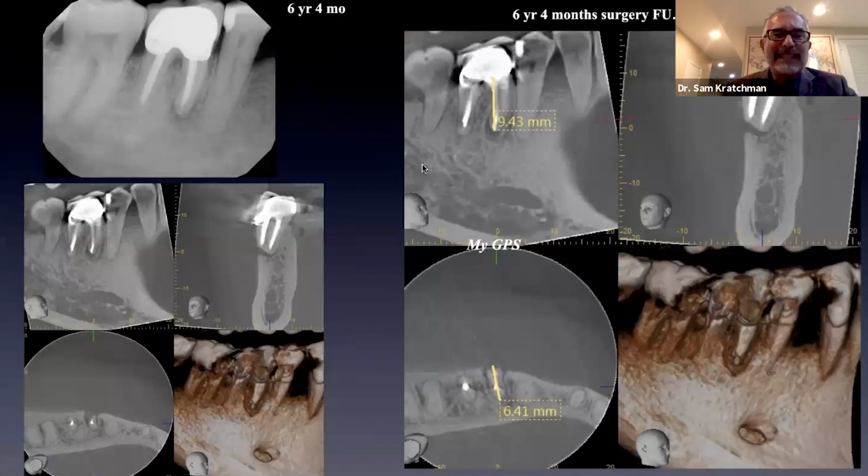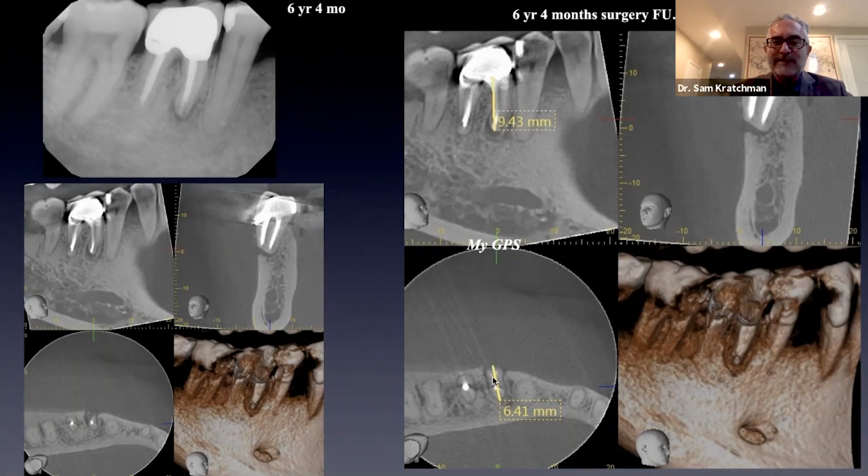Patient comes back 6 years later, pain, and looks like my filling washed out. So I take a cone beam 6 years later, and you can see this defect in the bone. And once again, this root is leaning out towards the buccal bone. And you can see this is from the old osteotomy, if you would, and it didn't heal. I say this is my GPS, meaning I know when I raise a flap, I'm going to do my apical osteotomy at 9.43 millimeters from the crown.